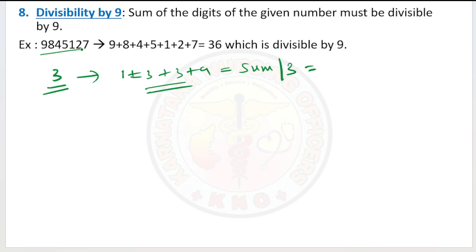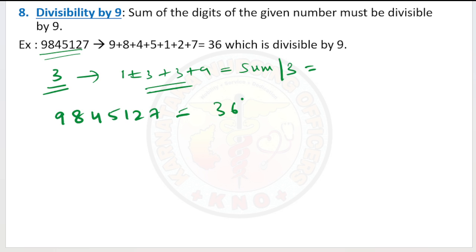So here I have taken a very big number, that is 9845127. Add the digits here. 9 plus 8 is 17. 17 plus 4 is 21. 21 plus 5 is 26. 26 plus 1 is 27. 27 plus 2 is 29. 29 plus 7 is 36.